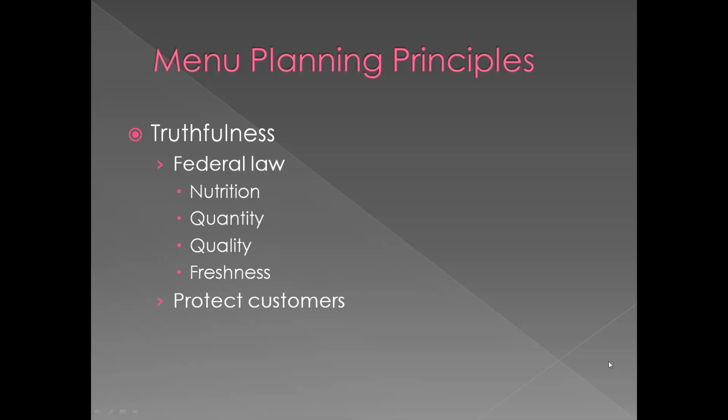Truthfulness. This is required by federal law. You must be truthful with respect to nutrition, quantity, quality, and freshness. And this protects customers. If customers go to your restaurant and you tell them that something is gluten-free, it must be gluten-free, because eating gluten will make them very sick. A lot of restaurants, I'm thinking Applebee's has Weight Watchers items on their menu, and so the nutritional information for that must be accurate. And as you know, a lot of that's changed in the past couple of years, where restaurants are now having to tell you how many calories are in their food choices so that customers can make better decisions based on what their physical needs are.